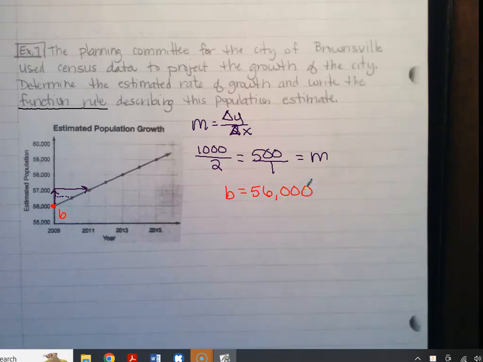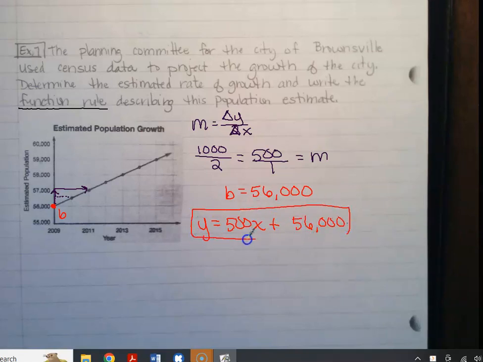All right, so let's write our function rule. So we got y equals, what's M? 500. X plus, what's our B? 56,000. Stellar.